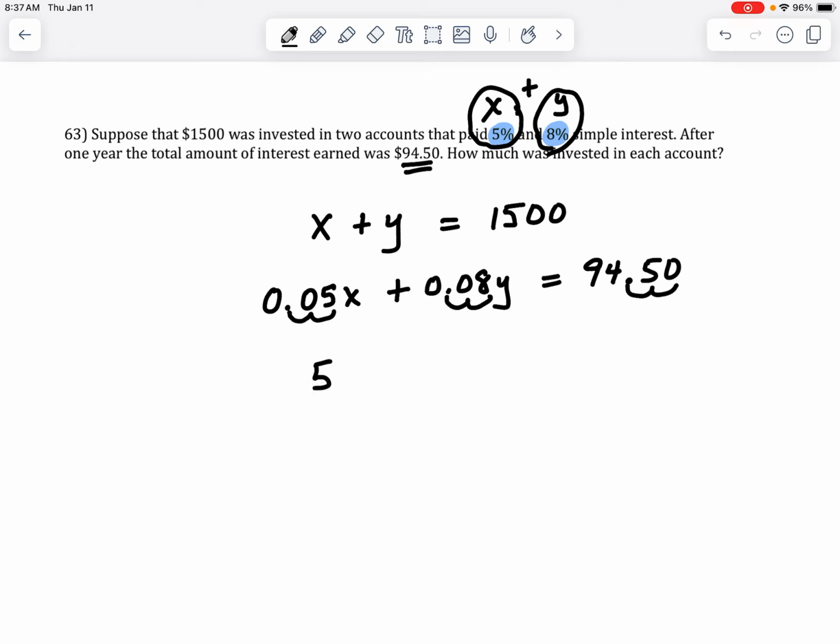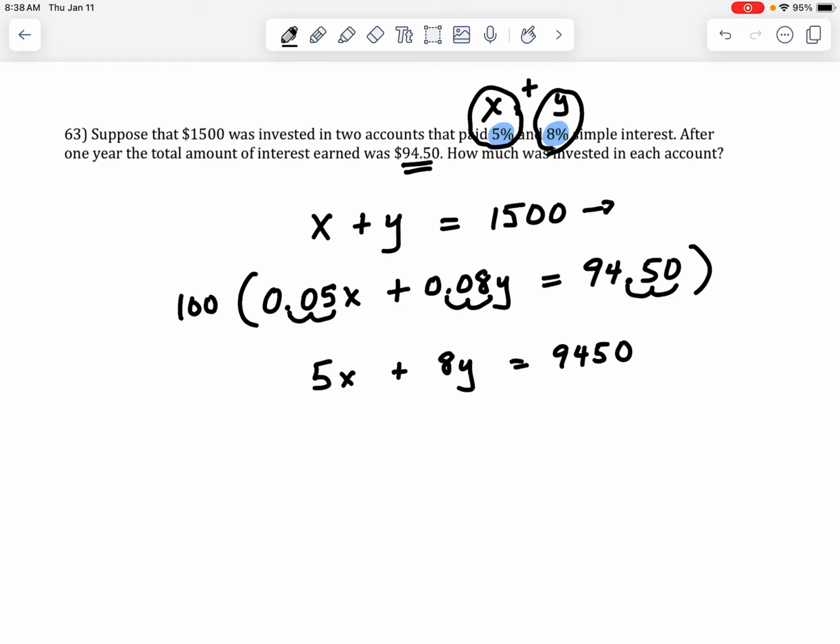So this one becomes 5x plus 8y equals 9450. So basically what I'm doing is just multiplying by 100 on the second equation there to get rid of the decimals.